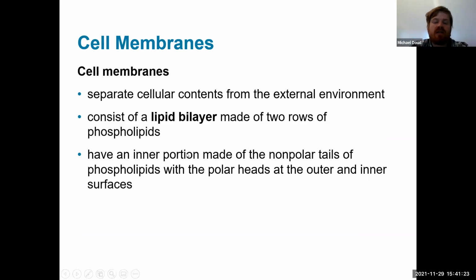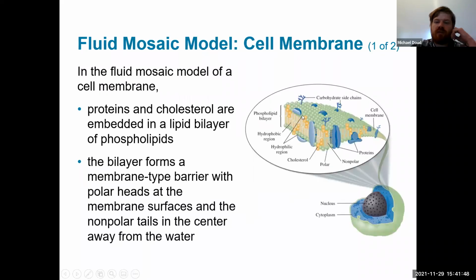The reason that we talk about it in this chapter is that cell membranes are a lipid bilayer. Basically it's two rows of phospholipids. So remember your phospholipids, the glycerophospholipids, have two nonpolar fatty acids. Those form the tails, and then the heads are the phosphate and the amino alcohol, which we call the polar heads. So it roughly looks like this.